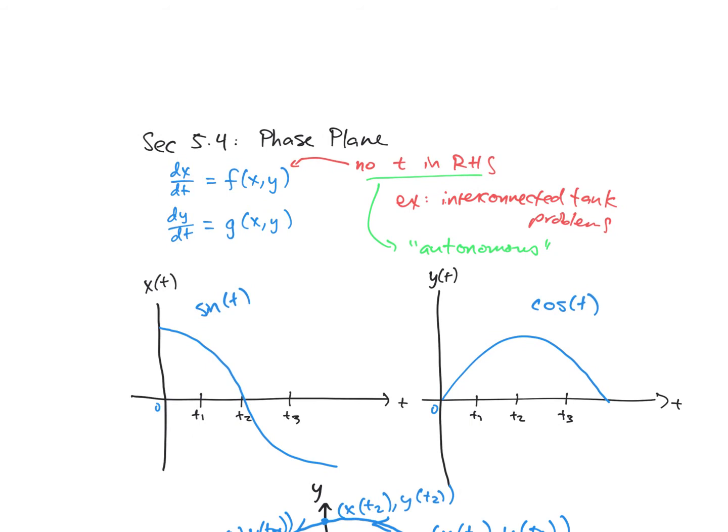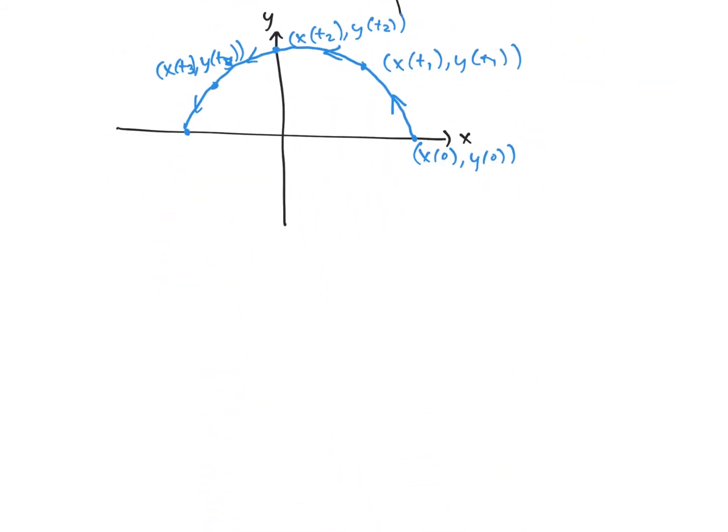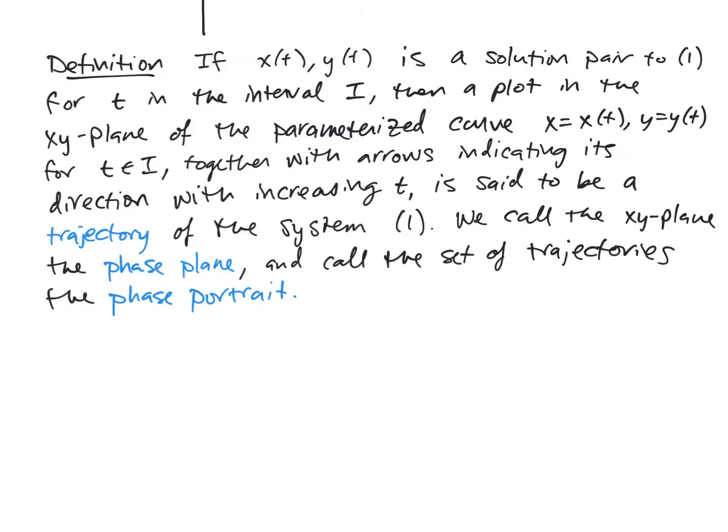So let's write this out as a definition. In the context of a system of differential equations, we have a name for when we can parameterize something, and that is the phase plane. So let me write out the definition. If you have x and y as a solution to our system one, then whenever we plot x and y in an xy plane with the arrows showing the direction that t is going, one of those parameterized curves is called a trajectory, and the set of trajectories is the phase portrait, which is plotted in the phase plane.